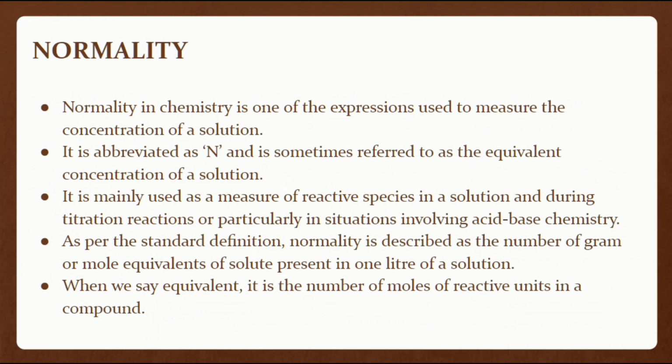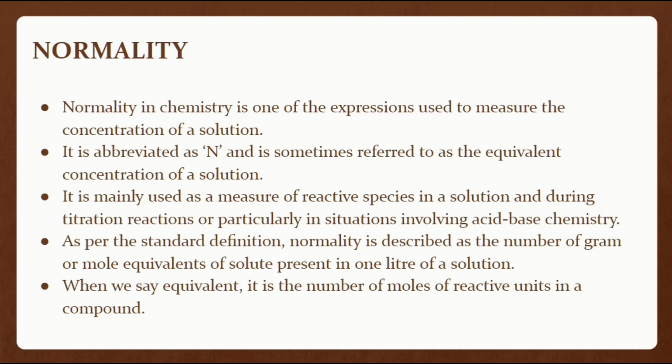Normality in chemistry is one of the expressions used to measure the concentration of a solution. It is abbreviated as N and is sometimes referred to as the equivalent concentration of a solution. It is mainly used as a measure of reactive species in a solution and during titration reactions, or particularly in situations involving acid-base chemistry. As per the standard definition, normality is described as the number of gram or mole equivalents of solute present in 1 liter of a solution.